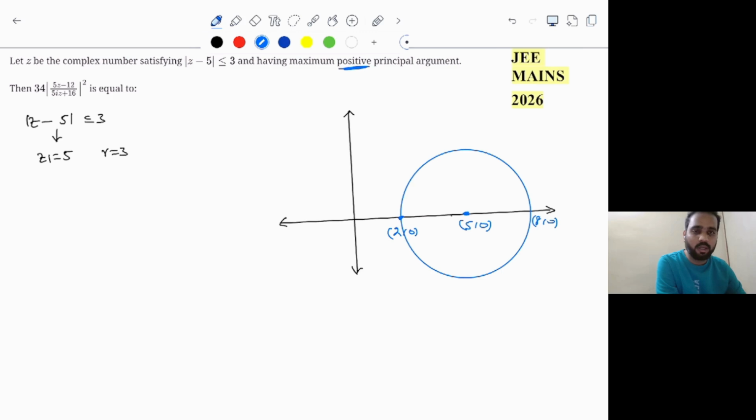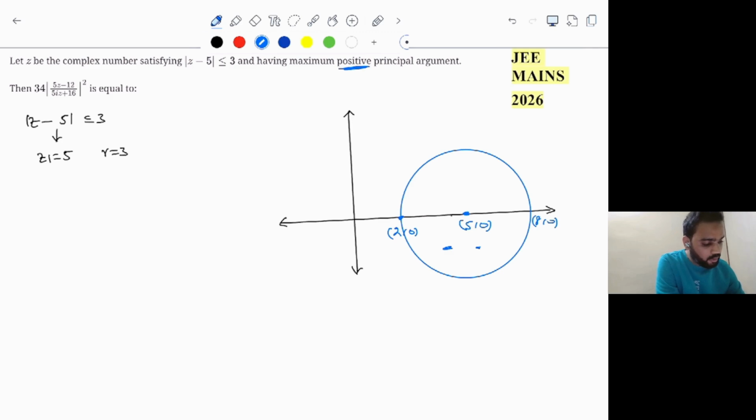And what is the first inequality here? That the complex number Z will either lie on the circle or inside the circle. But clearly, as per the required case, since you are supposed to make it maximum positive argument, you can't take that Z in the below x-axis region, because whenever you take a complex number which is below the x-axis, it will have negative argument. So let's eliminate that part. Now we have to take the complex number Z only on the above x-axis region.